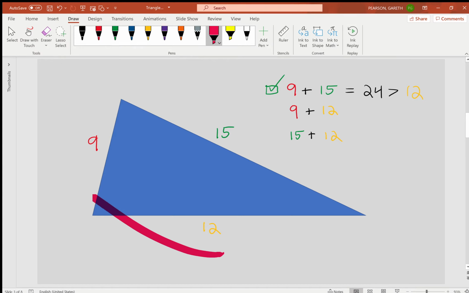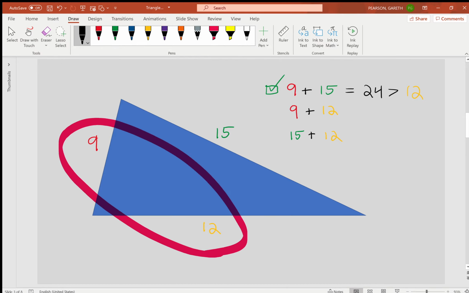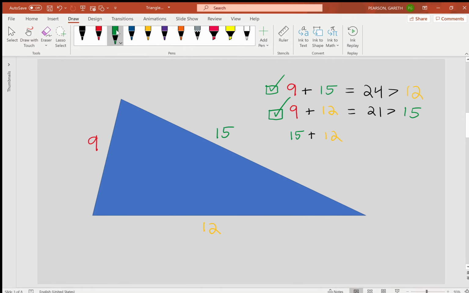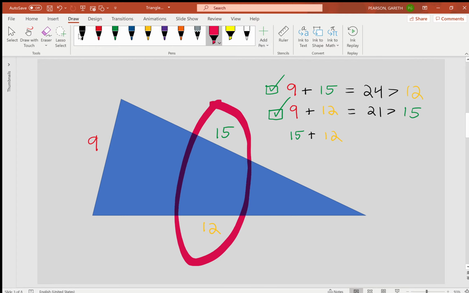Okay, so we're going to try 9 plus 12. Well, 9 plus 12 equals 21, which is bigger than 15, the remaining side. So far, so good. This works too. Now we're going to try out the last one. So for the last one, we're going to try out 15 and 12, the only two sides we haven't added together. 15 plus 12 equals 27, which is of course bigger than 9.